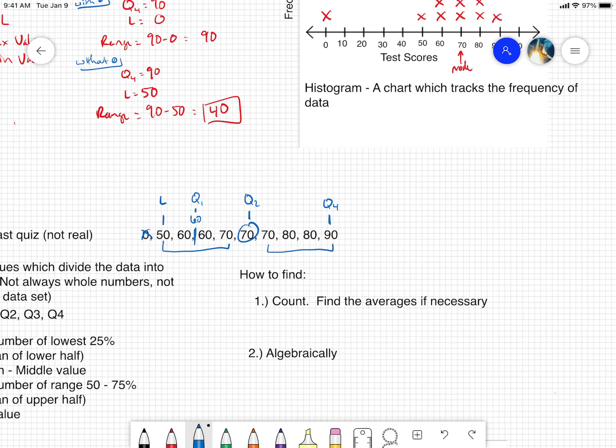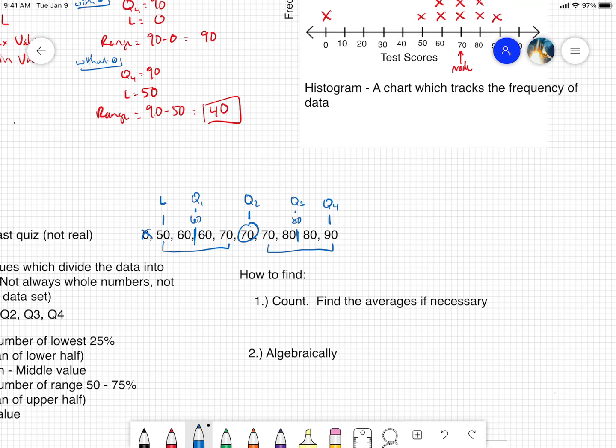And we can do the same thing here. The average of those two is 80, and this would be Q3. So that's just by counting.